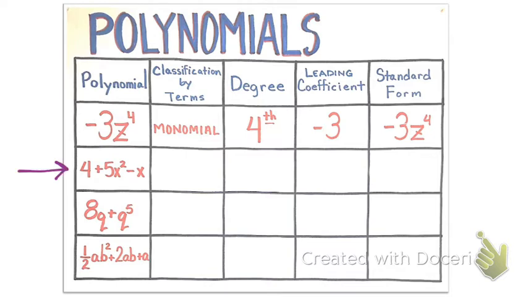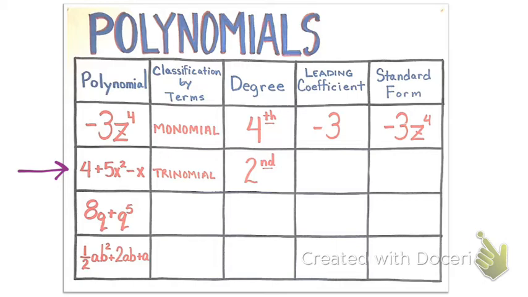On the second row of the chart, we have a polynomial that is 4 plus 5x squared minus x. So our polynomial is made up of 3 monomials joined together by plus and minus signs. So when you have 3 monomials joined together by plus and minus signs, it is called a trinomial. Now, when we look at all of the exponents, the variable with the largest exponent is the 5x to the second. So this is a second degree trinomial.